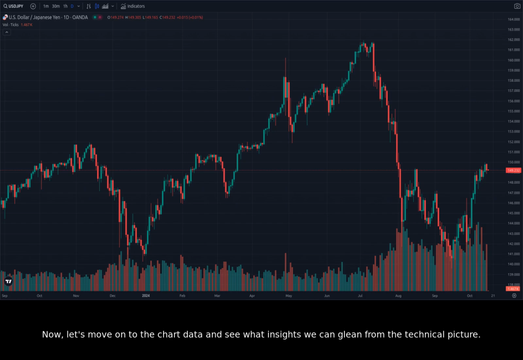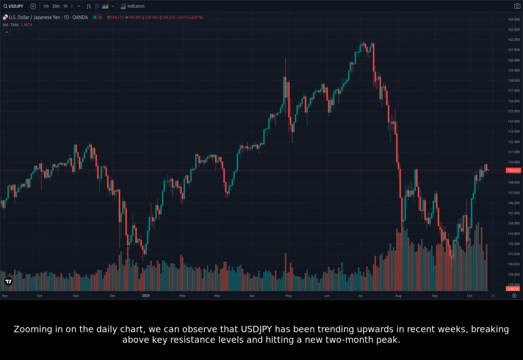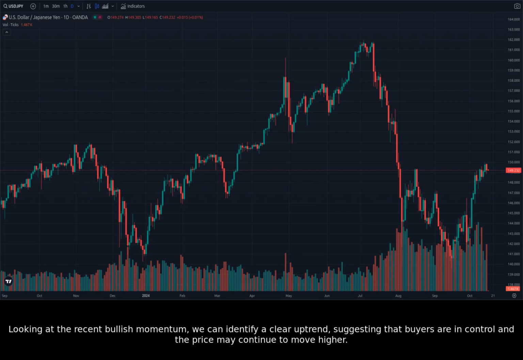Now, let's move on to the chart data and see what insights we can glean from the technical picture. Zooming in on the daily chart, we can observe that USDJPY has been trending upwards in recent weeks, breaking above key resistance levels and hitting a new 2-month peak. Looking at the recent bullish momentum, we can identify a clear uptrend, suggesting that buyers are in control and the price may continue to move higher.